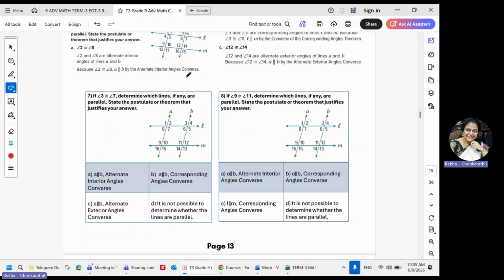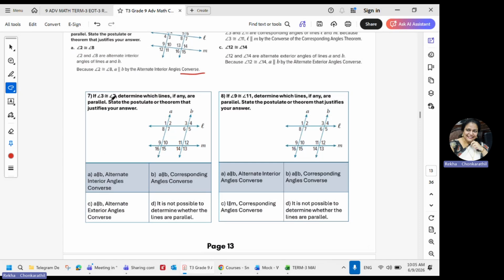Remember, this is about the converse. So when the lines are parallel, then the alternate interior angles are congruent. So if I say if the alternate interior angles are congruent, then the lines are parallel, it's called the converse, where the conclusion becomes the hypothesis, and the hypothesis becomes the conclusion.